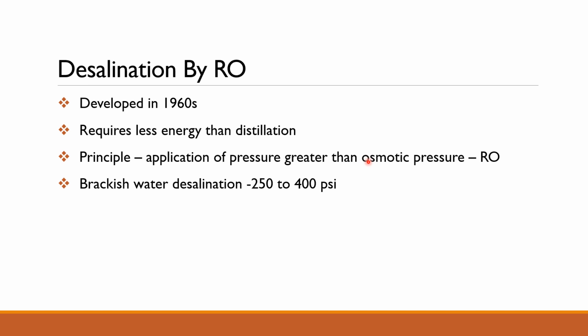The pressure that has to be applied for reverse osmosis to happen for brackish water desalination is between 250 to 400 psi. Brackish water and seawater differ in that in brackish water, the concentration of salt is much lower than that present in seawater. So seawater desalination requires much higher pressure because the concentration of salt in seawater is higher. Here a pressure of 800 to 1000 psi has to be applied.